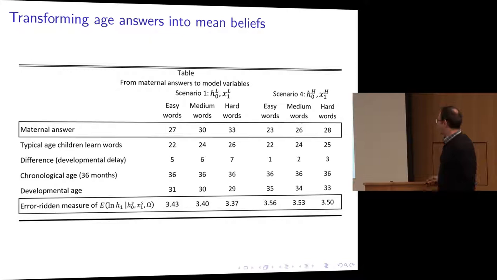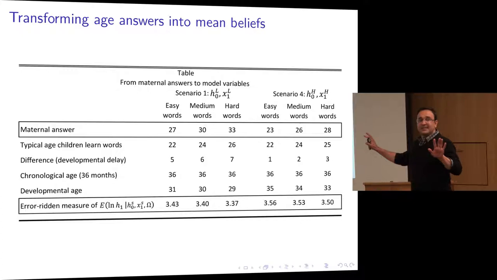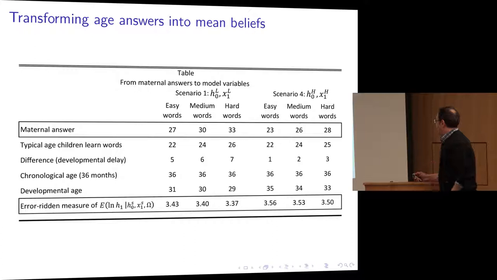What we then do is go to the data and ask at what age children should typically learn these words. We don't have a good way to estimate this for the scenarios, because unfortunately these scenarios are very low probability when you combine them, so you don't get a very reliable estimate. So we're going to do this as typical. And then they're going to be the same numbers here and here.